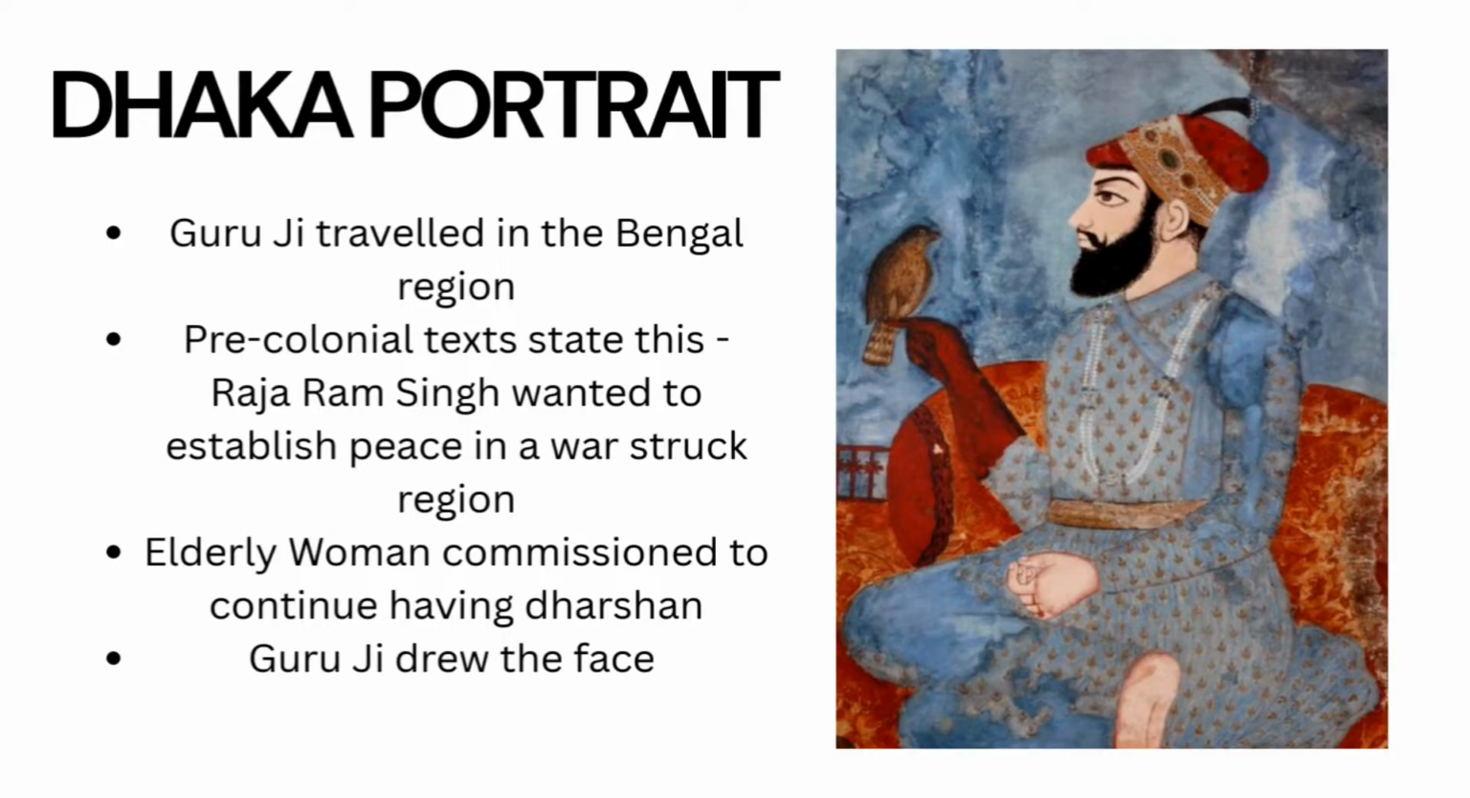So Guru Tegh Bahadur Sahib Ji, which we've been doing quite a lot of itihas on, they travelled to the Bengal region. They travelled all over India, to a lot of places Guru Nanak Dev Ji travelled to. And they travelled to a region in Bengal. And pre-colonial texts actually state that Guru Sahib actually travelled with a king of the time, Raja Ram Singh. And this was actually from the Mughal courts. Raja Ram Singh was there.